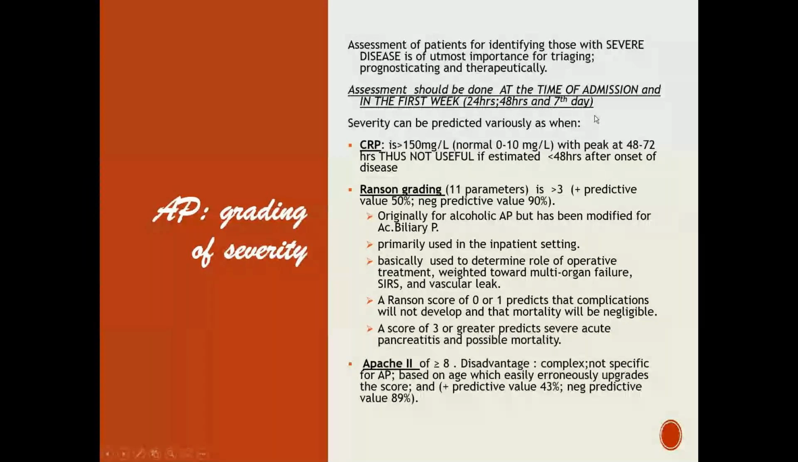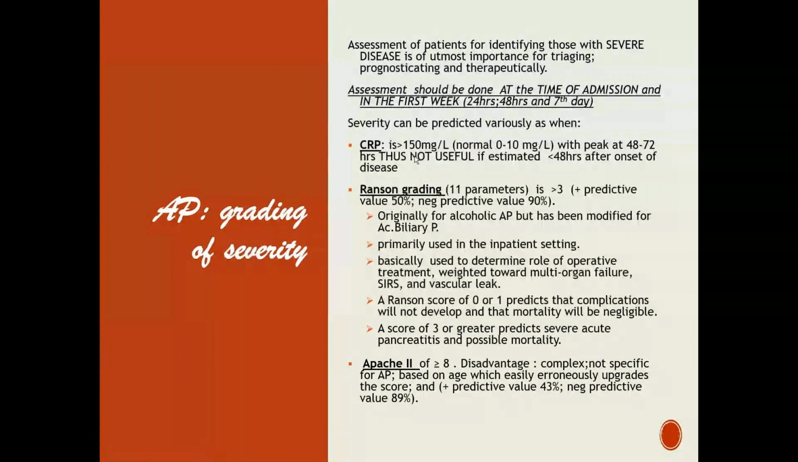The patient comes to you at the time of admission, and then subsequently, 24 hours down the line, 48 hours down the line, and 7 days down the line, you have to reassess this patient and judge which severity group the patient is really in, mild or severe, and among the severe, mild severe or major severe. How do I say that? What can help me? Number one is CRP, more than 150 milligram. I told you it is non-specific, but a peak at 48 to 72 hours is what is seen in CRP.